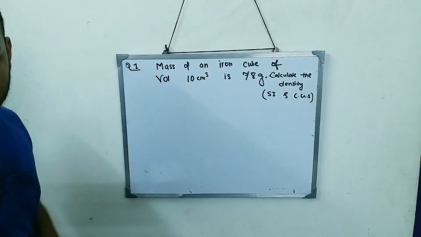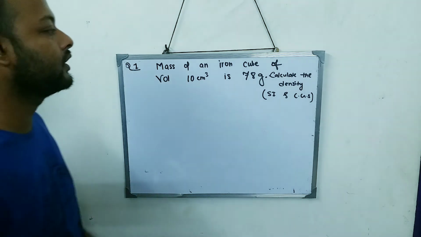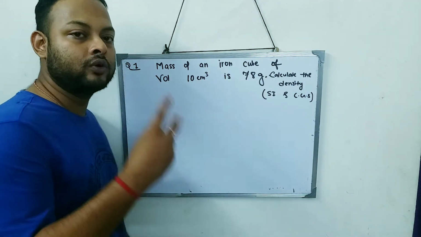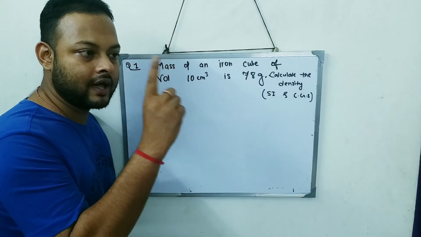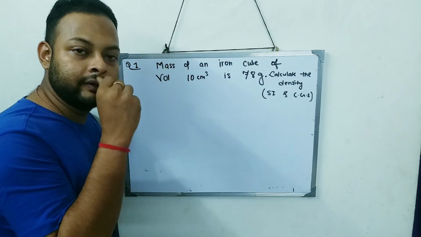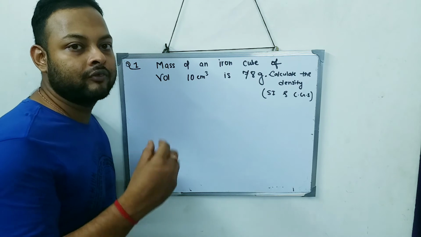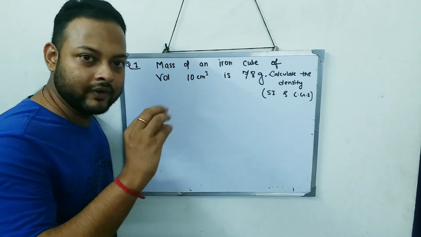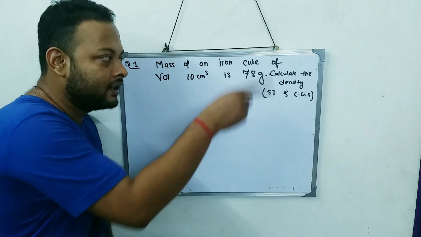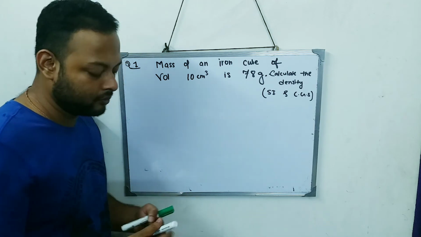So how I am going to do this sum? See, the most important thing that you have to note over here is to calculate the density, I need two things, mass and volume. If I have these two things, mass and volume, there is no force in the entire world which can stop me from calculating its density. It is very simple. I need to know two things, mass and volume. So in the entire question, you have to find out where is the mass and where is the volume.